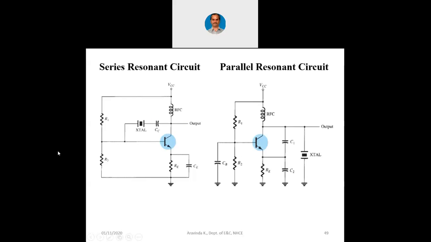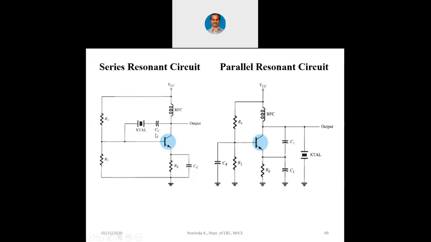This is the parallel resonant circuit, where you can see the regular RF choke and the voltage divider bias network, but now you can see the feedback is given to the emitter. So this circuit works like a common base circuit now, and this crystal is connected with respect to ground now. From the output it is connected to ground now, and part of the output is fed back to the input by means of this capacitance C1.